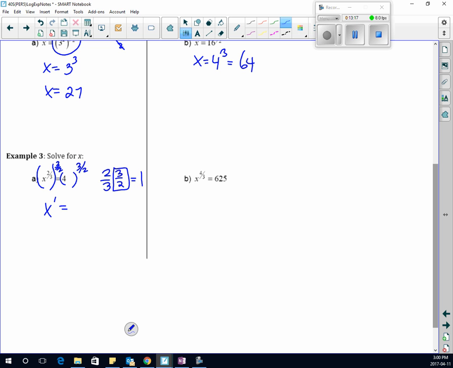So then what is 4 to the power 3/2? 4 to the power 3/2. 8. Very good. You square root 4, you get 2. 2 to the power 3 is 8.